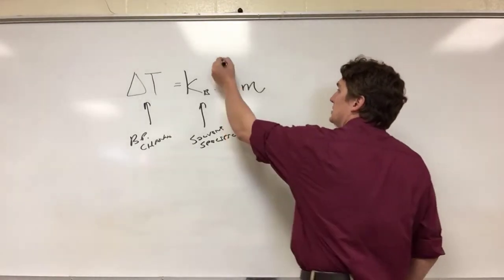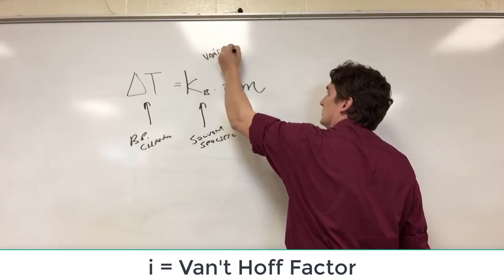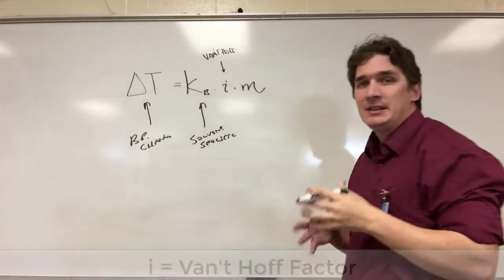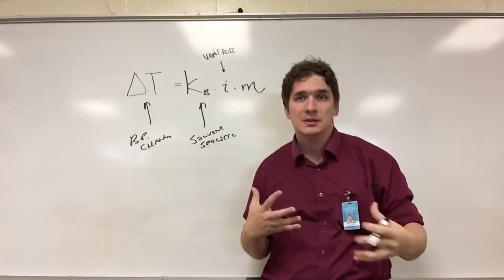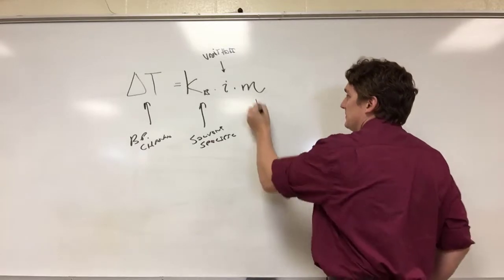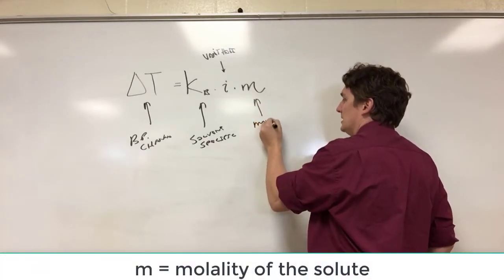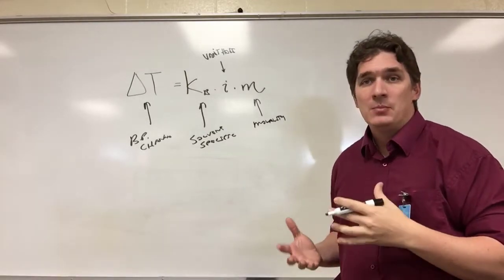Your i is once again your van 't Hoff factor. And it's going to describe how many things your solute breaks into, because the more it breaks into, the more it can mess with the intermolecular forces between the water molecules. And your m, once again, is your molality. So here's how you calculate a boiling point change.